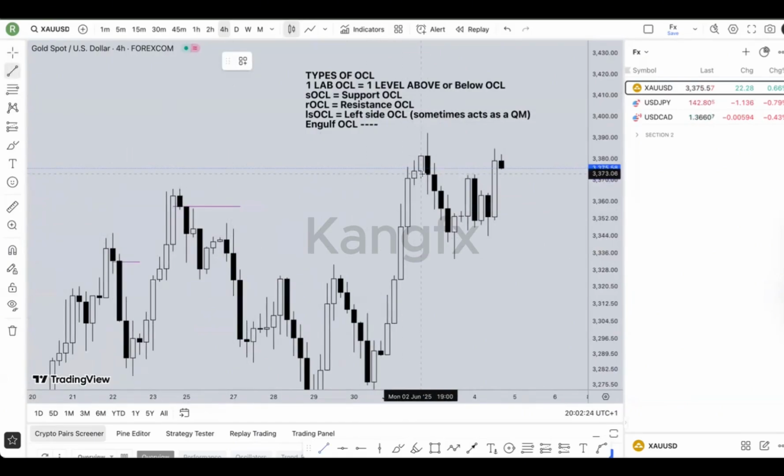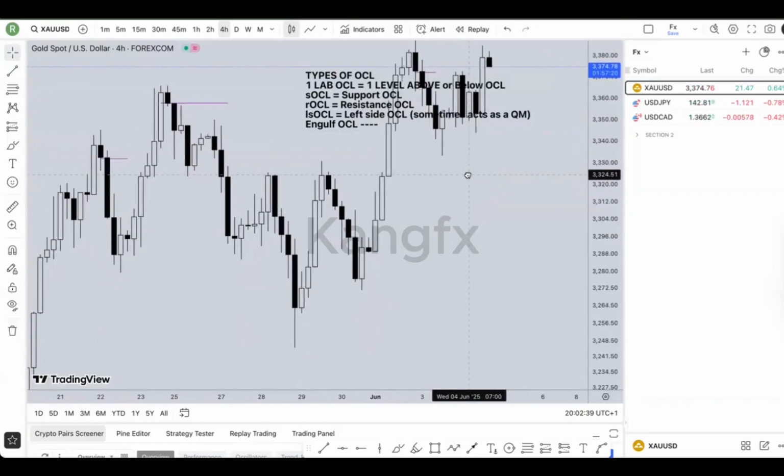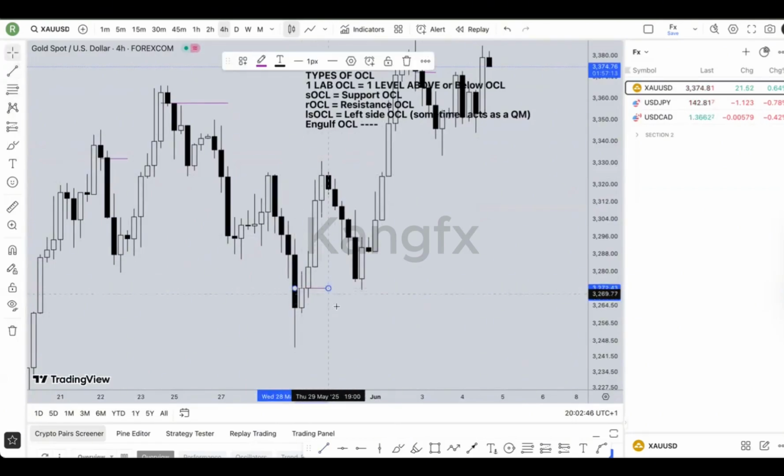This one is not a resistance OCL. You see this is not a resistance OCL, just a normal OCL. This is not a resistance OCL because this last bullish candle didn't engulf them. So that is not a resistance OCL. Take note. Let's look for, now this is a support OCL. This area here, this is a support OCL. Support OCL, that's a support OCL.